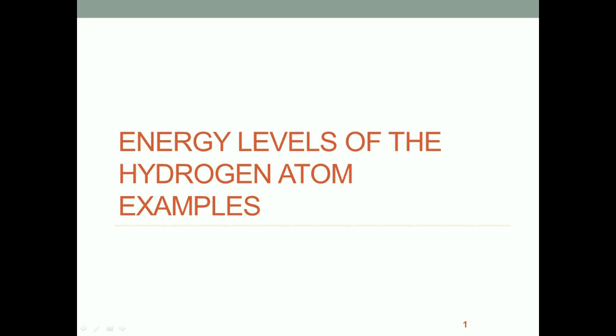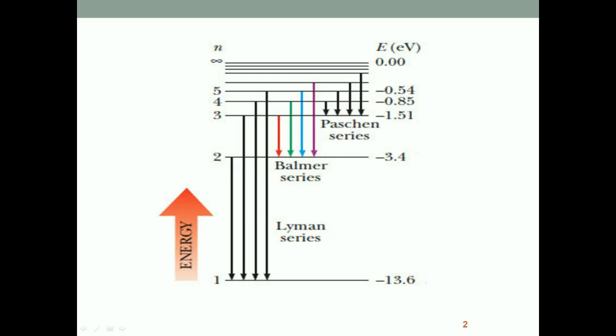lots of examples. I'm going to begin by just pulling this up again and pointing out, the visibles all fall from something higher, 3 through 6 energy levels, and fall to energy level 2. Anything that falls back down to the ground state here is going to be in the UV, and if they fall to level 3, it's going to be in the IR.